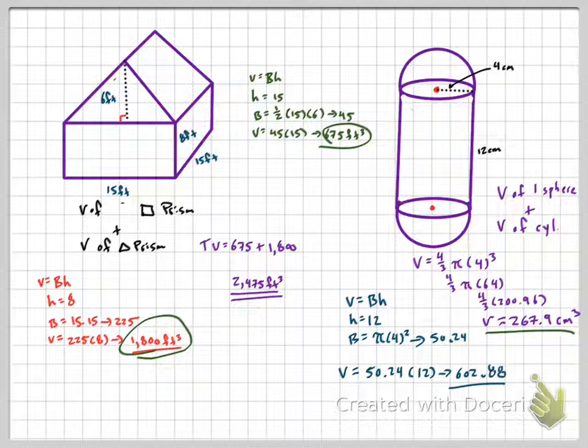So we take that volume, add it with the volume of our sphere, so total volume equals 602.88 plus 267.9 for a total volume of 870.78, running out of room, centimeters cubed.